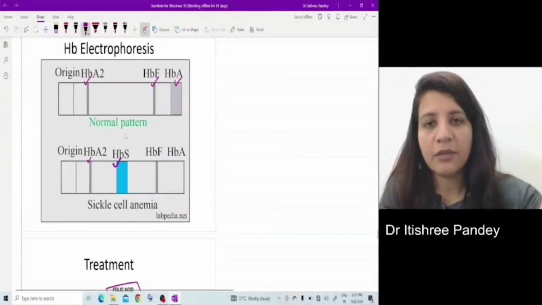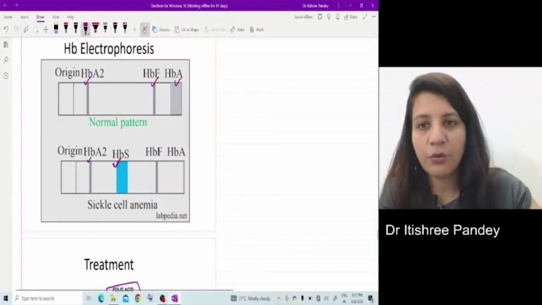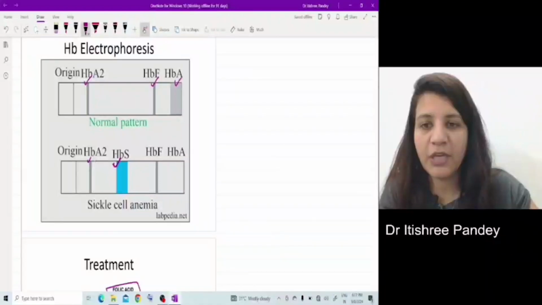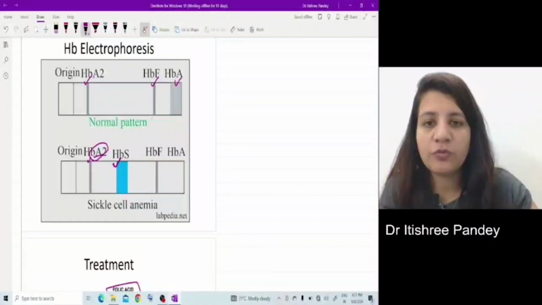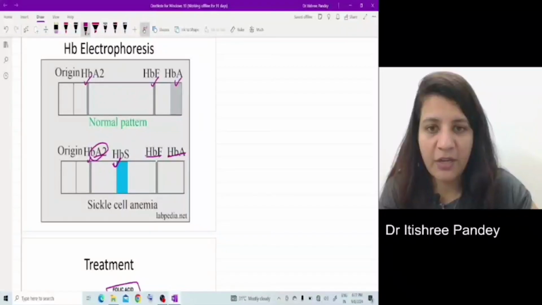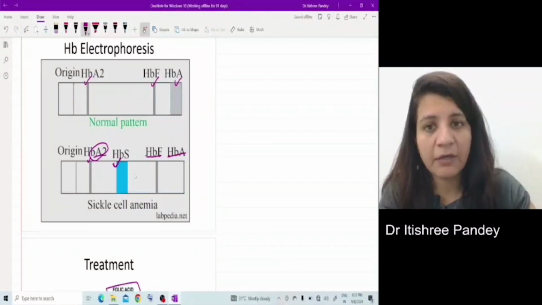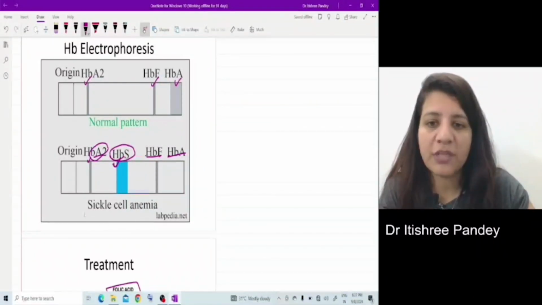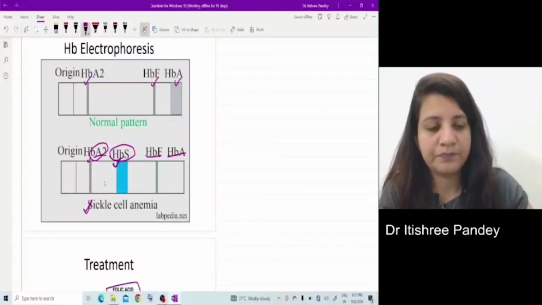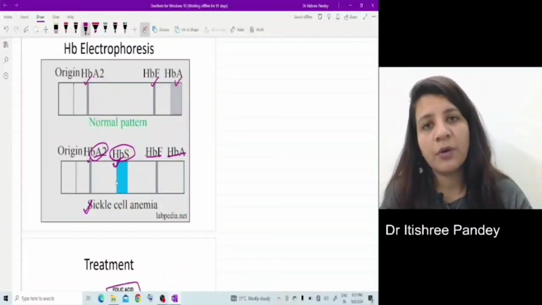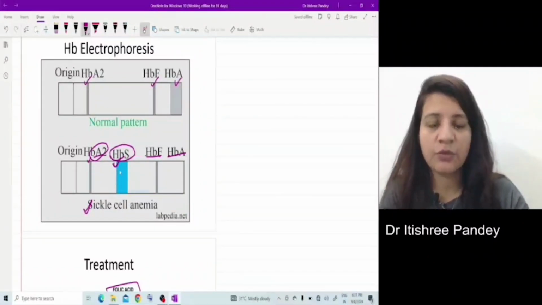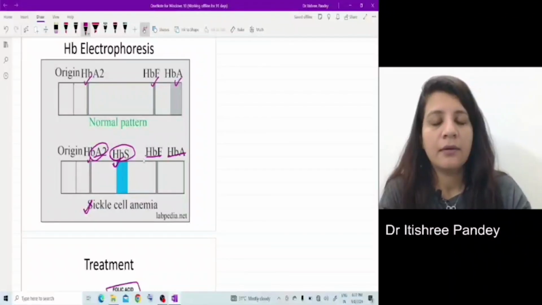Now there is another diagram to show the same. From the origin, the nearest one would be HbA2, the farthest would be HbA, and before that will be HbF, and in the center of HbA2 and HbF there will be a band for HbS. So this is how the electrophoresis for sickle cell anemia looks. Now this was about the tests that we do for sickle cell disease.